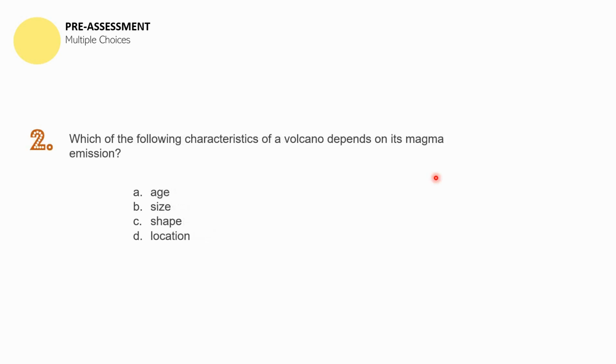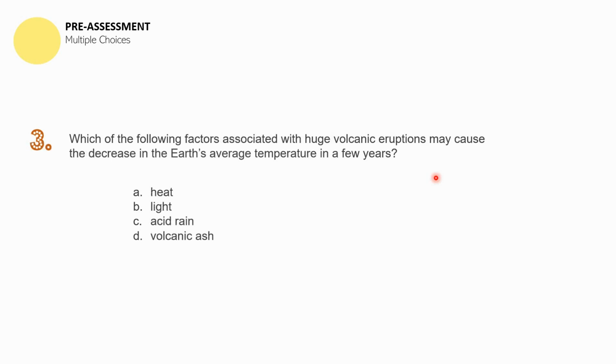Question number 2. Which of the following characteristics of a volcano depends on its magma emission? A. Age. B. Size. C. Shape. D. Location. Question number 3. Which of the following factors associated with huge volcanic eruptions may cause the decrease in the Earth's average temperature in a few years? A. Heat. B. Light. C. Acid rain. Or D. Volcanic ash.